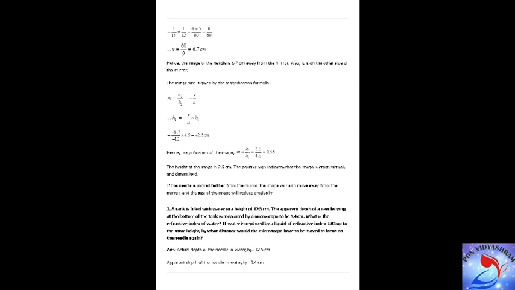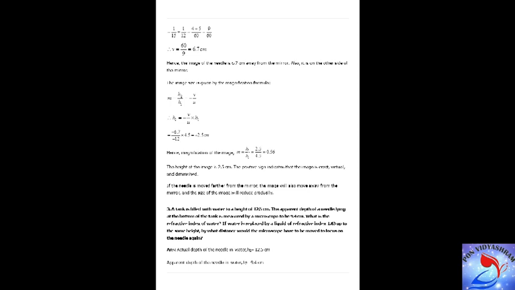If water is replaced by a liquid of refractive index 1.63, so we are replacing the water by another liquid which is having a refractive index mu, or n, of 1.63, up to the same height, by what distance would the microscope have to be moved to focus on the needle again? So again, due to refraction, what will happen? The needle's position would change because we have replaced the water by some other liquid. So now we have to find the distance of the image now.